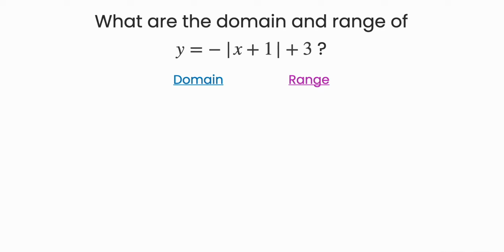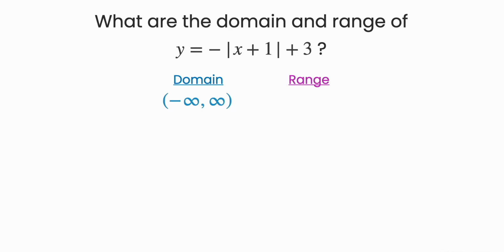Is there any real number we can't take the absolute value of? No. So there are no restrictions on what is allowed inside of an absolute value function, and so the domain will be all real numbers from negative to positive infinity. Now let's find the range.